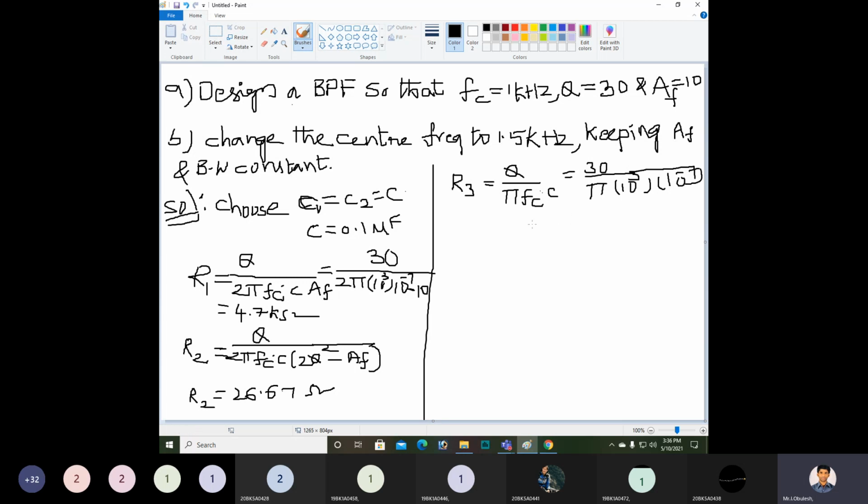Then what is the answer? What is the R3 value? 95.5 kilo ohm. This is the R3 value.